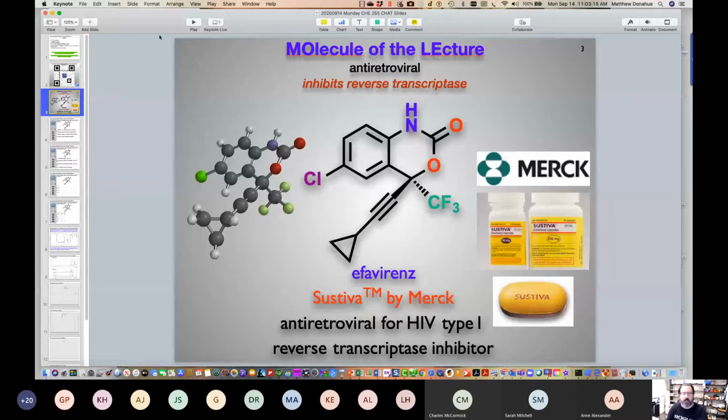So here is the molecule of the lecture in bond line form. Its generic name is efavirenz, and the brand name is Sustiva, which is sold by Merck Pharmaceuticals. So that's the label for Merck there. Its therapeutic indication is that it's an antiretroviral, and specifically the mechanism of action is that it inhibits reverse transcriptase. So it's used to treat HIV type 1. It's an inhibitor of that enzyme.